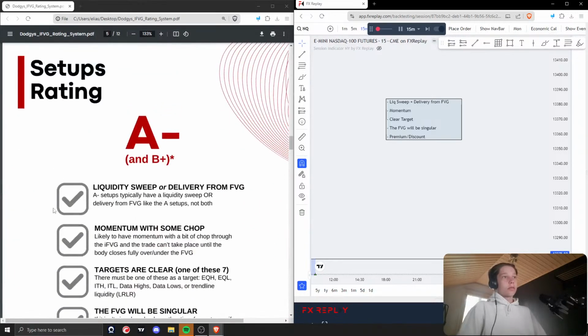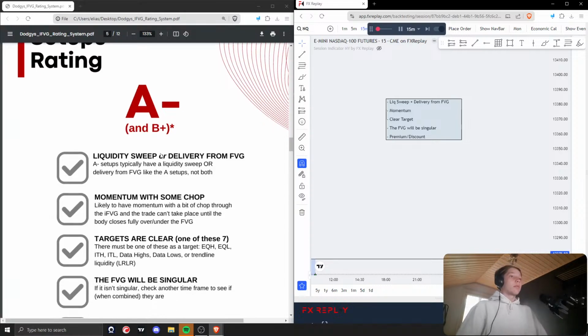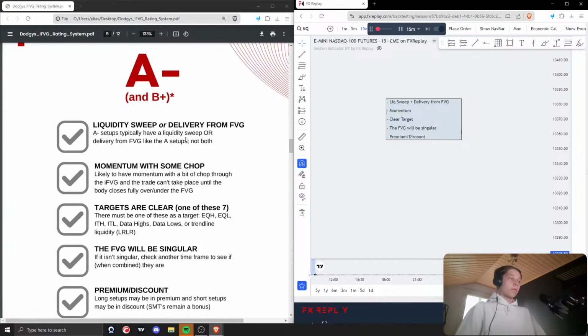Okay, A minus. Liquidity sweep or delivery from iFVG. A minus setups typically have a liquidity sweep or delivery, but not both. Same with the A setup. Momentum with some chop. Likely to have momentum with a bit of chop through the iFVG, and the trade can't take place until the body closes fully over the iFVG.